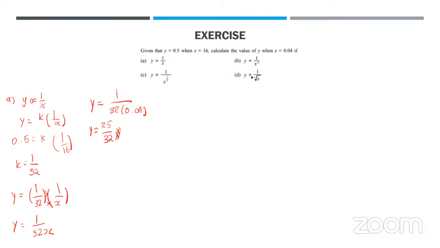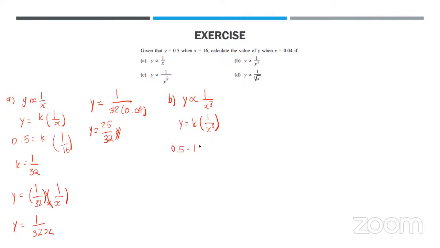Now let's look at B. So we have the inverse cube, okay? It basically holds the same principle. Let's do it together. So as usual, it'll be y inversely variated to the cube of x. So y is equal to some constant multiplied by 1 over x cubed. Now you just sub in the values again.